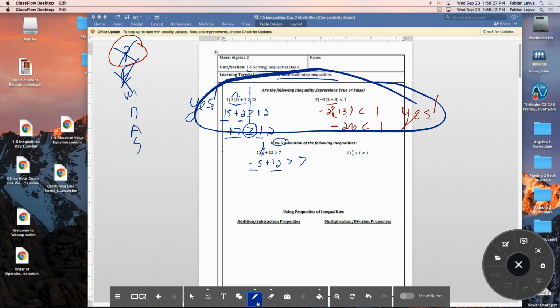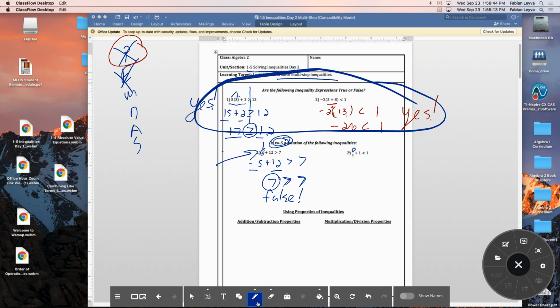Now negative 5 plus 12 I know is 7. Is this a true statement? Is 7 greater than 7? No, so this is a false statement. That means that negative 5 is not a solution to this inequality. Let's try another. So number 2.